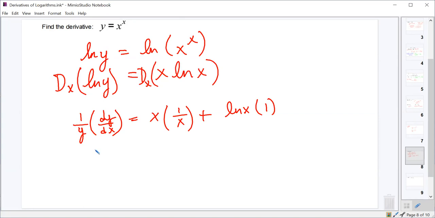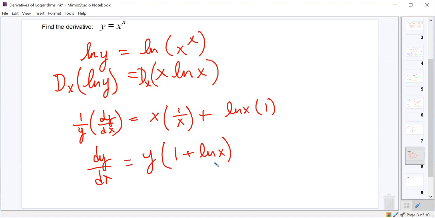All right, so we've now got dy dx equals, I can multiply this y to the other side, y times x times 1 over x is just 1 plus ln x. Everybody good there?